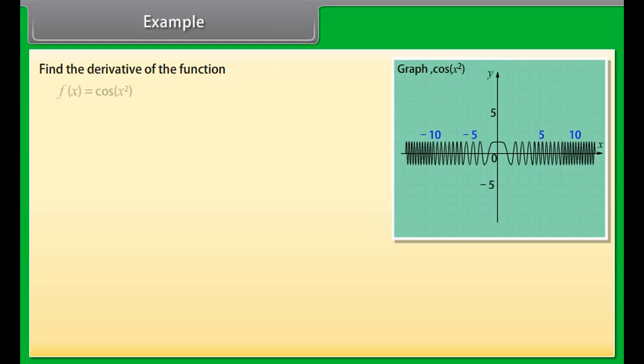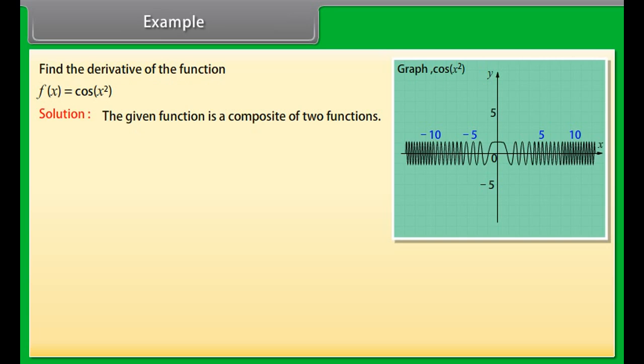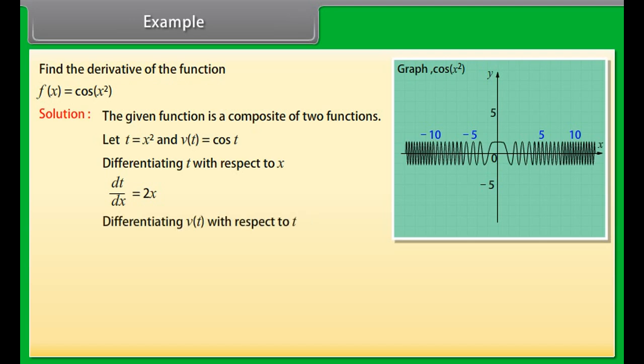Example: find the derivative of the function f of x is equal to cos of x square. Solution: the given function is a composite of two functions. Let t is equal to x square and v of t is equal to cos t. Differentiating t with respect to x, d by dx of t is equal to 2x. Differentiating v of t with respect to t, d by dt of v is equal to d by dt of cos t is equal to minus sin t.